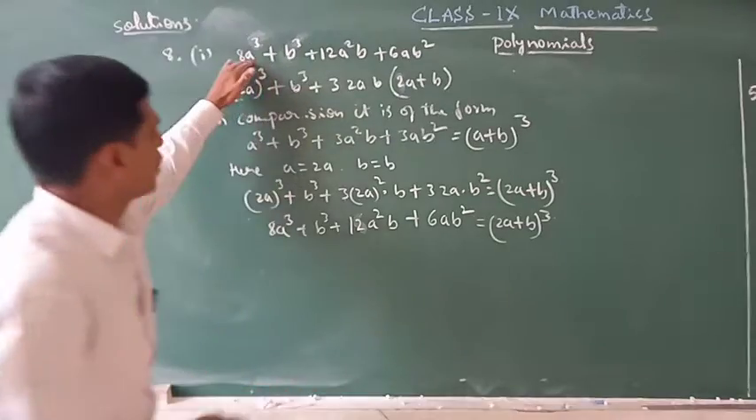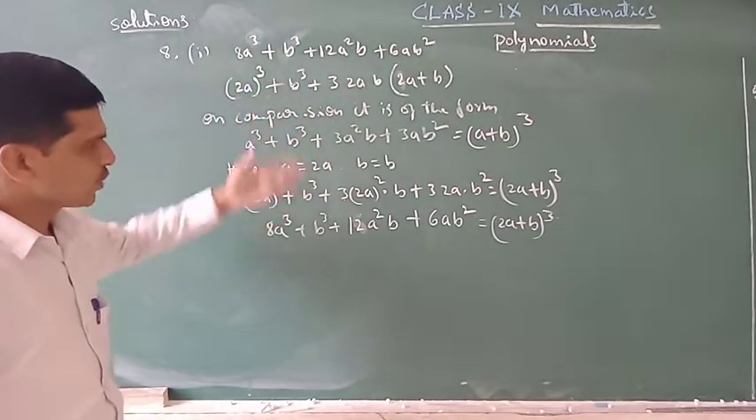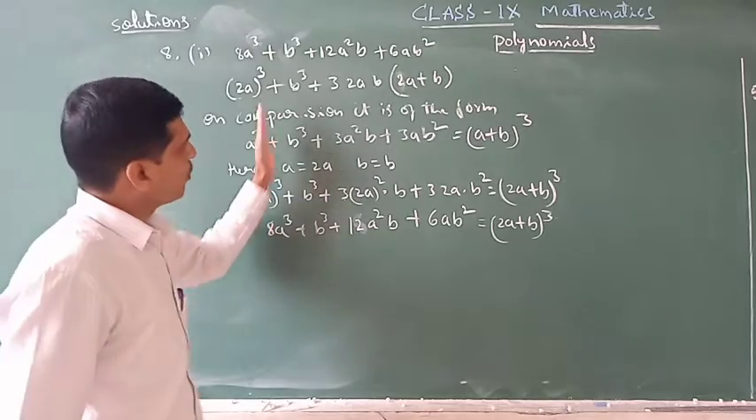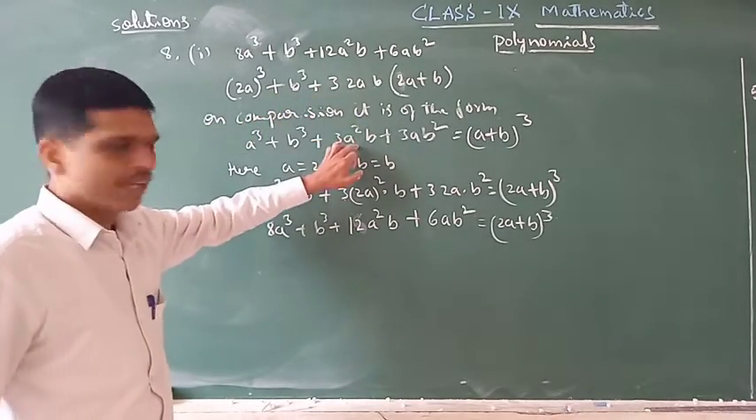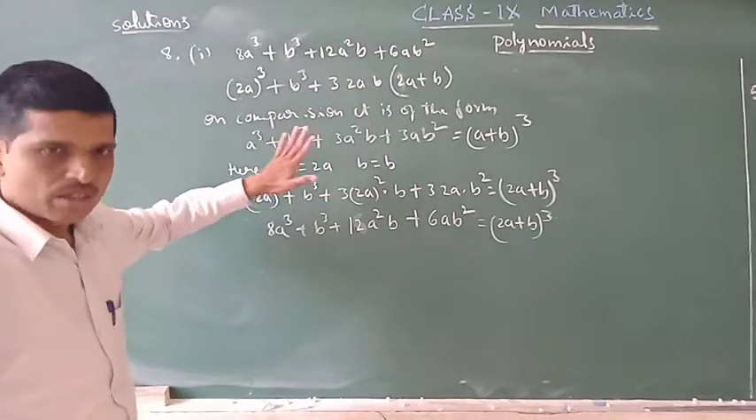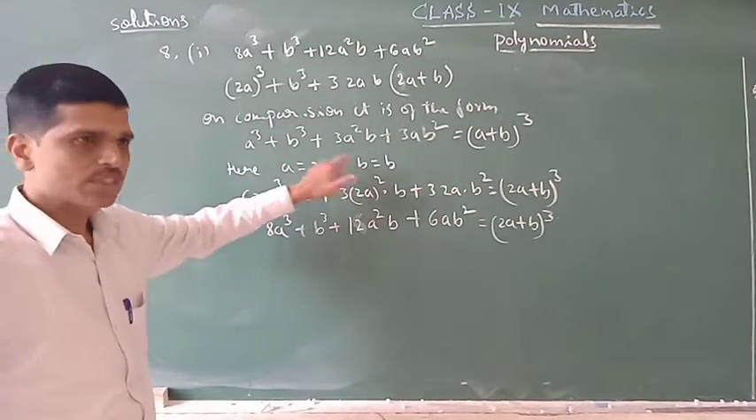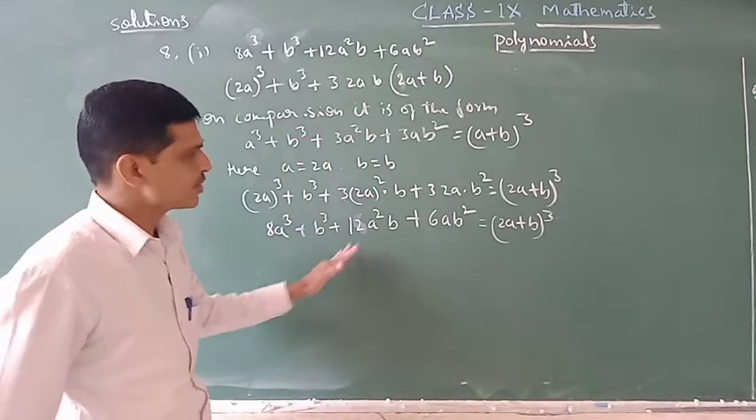What happened is expanded form after simplification, which identity suits for this one? This question arises. So for understanding this question, we should compare the given polynomials with any identity which is suitable for this one. After comparison, you will get a and b values. Substitute all these values in the identity. So afterwards you can get these values.